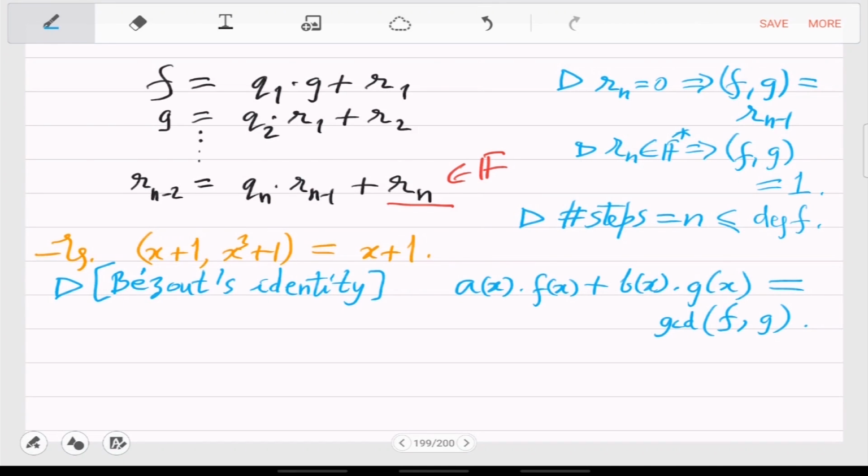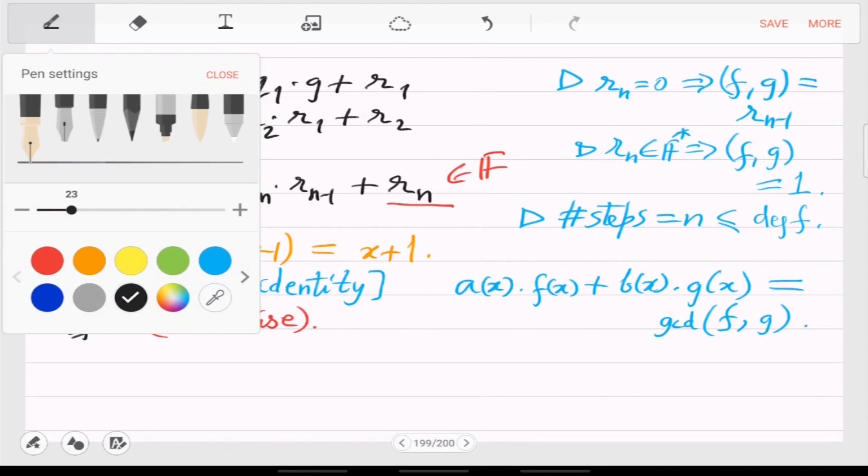Right, so this will give you polynomials A(x) and B(x) such that the combination of F and G with them is exactly equal to the GCD. So when the GCD is 1, this is a bit surprising: F and G are big polynomials, but you can still combine them and get the answer 1. You can prove this as an exercise.